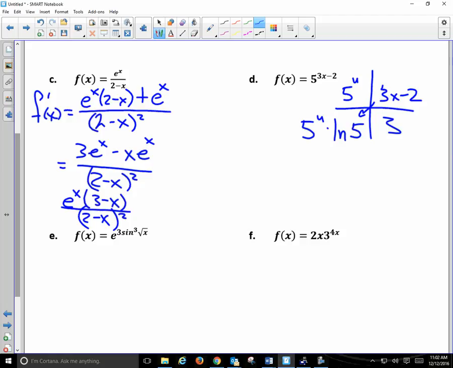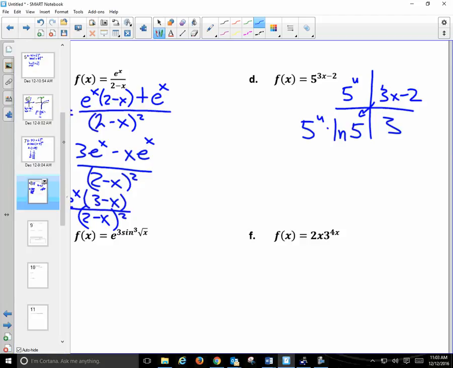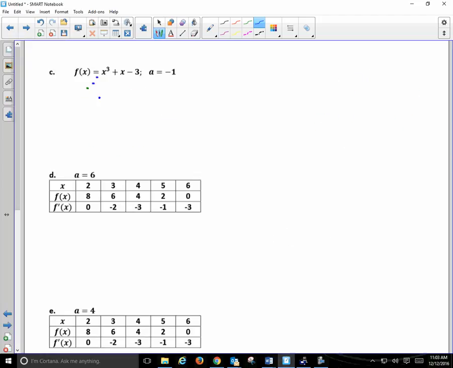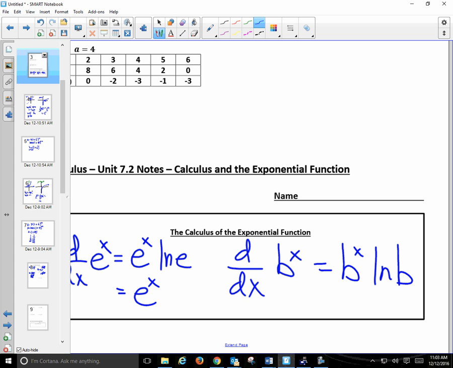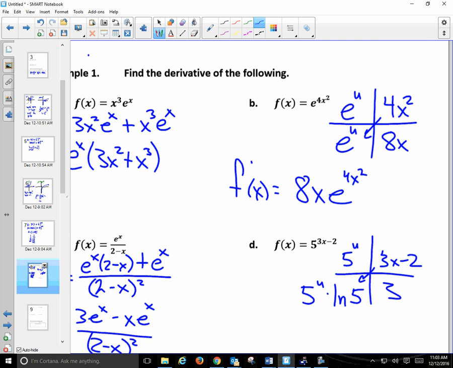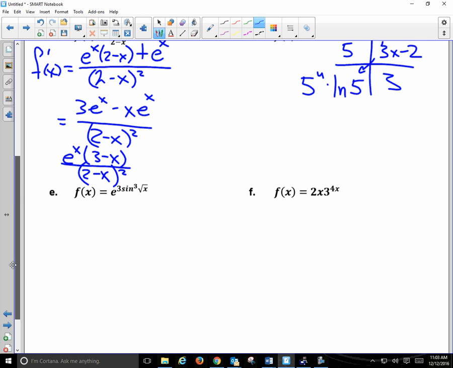This is the first year where I've tried to explain it like this, that the derivative of e to the x is e to the x natural log of e, because it just goes away because it's 1. So it's always there, it just simplifies and goes away. A lot of times people forget that natural log of 5 piece, so try to remember that. So I just bring this out front. I've got 3 times 5 to the 3x minus 2 times the natural log of 5.